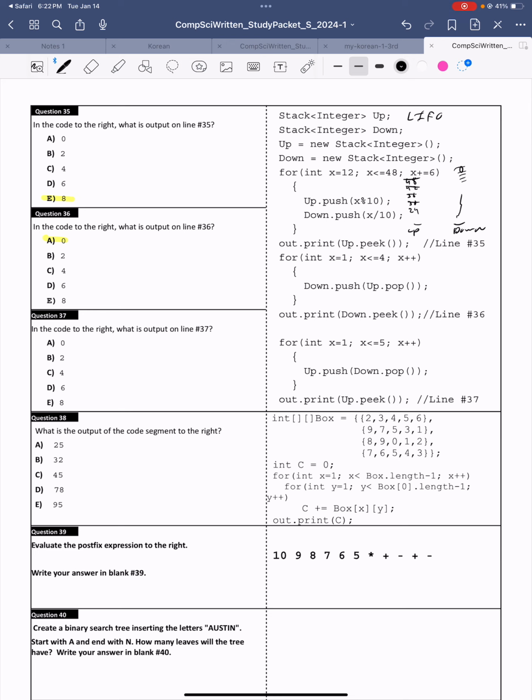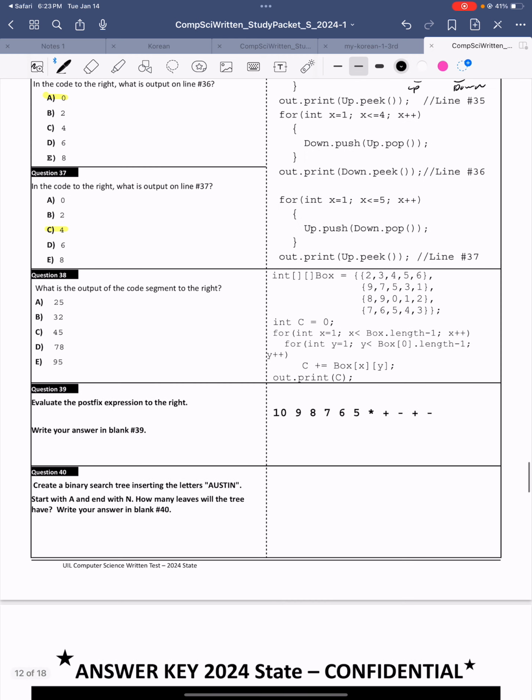So all we really want to know is what was the last number on that down stack originally. Well, the last number is just going to be 48 divided by 10, which is 4.8, but we don't care about the decimal, so the answer is 4. So 37 is C. 38, oh wow, look, we're almost done.